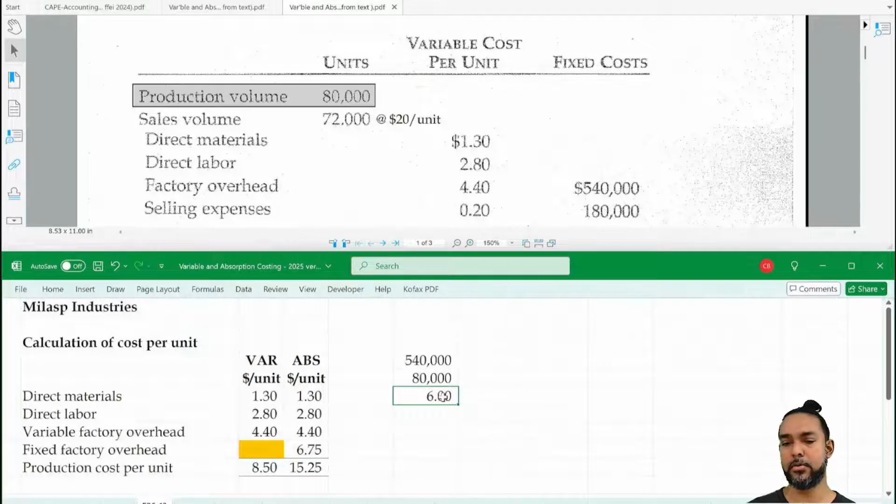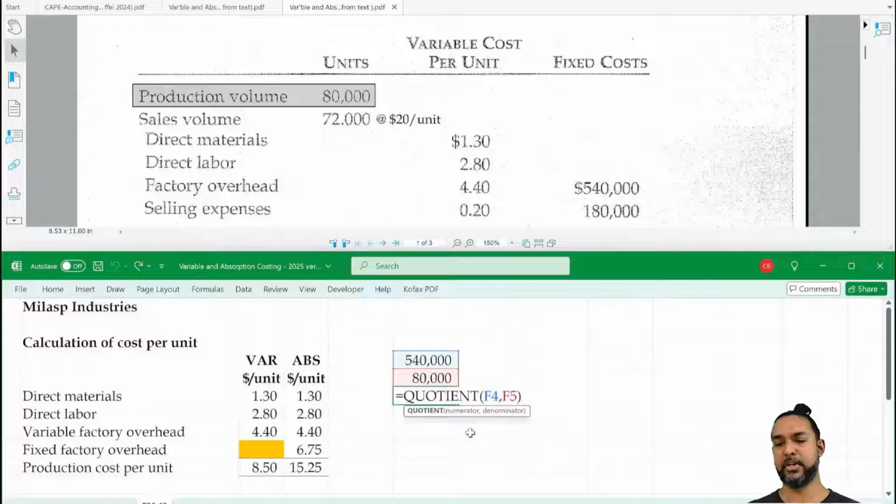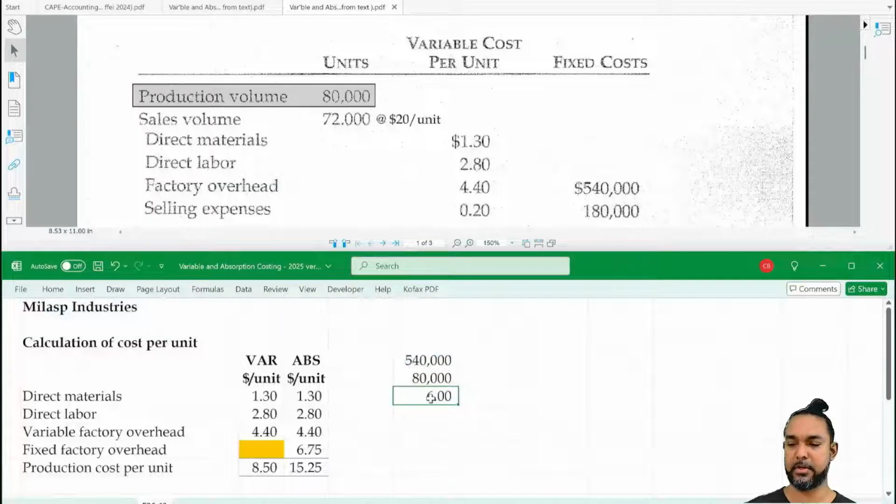So why is it giving me that? Okay, so let's try it again. So 540 divided by this is 675. There you go. Okay, I guess I have to explore that quotient. This is the fixed factory overhead, and this is the production.